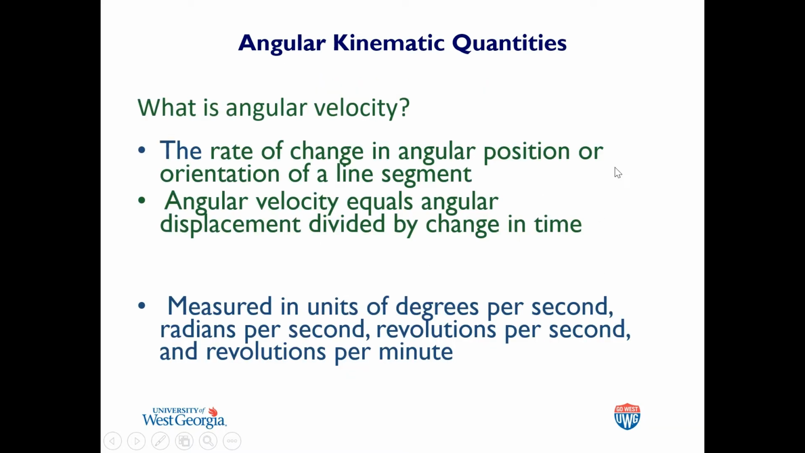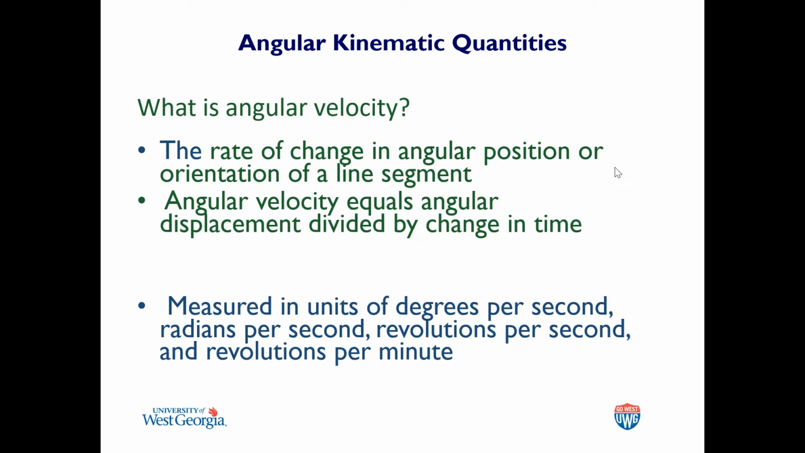So when it comes to angular displacement and angular distance, we also can talk about angular velocity. This is the rate of change of the angle position or the orientation of the line segment. If you think about velocity like running in a straight line, how fast you're moving, angular velocity is just talking about an angle. So how quickly are you changing your angle? Is it 1 degree every second? Is it 2 degrees every second? So on and so forth.